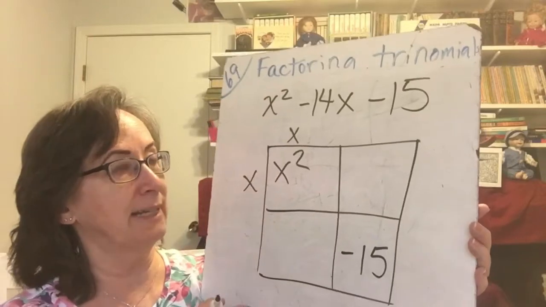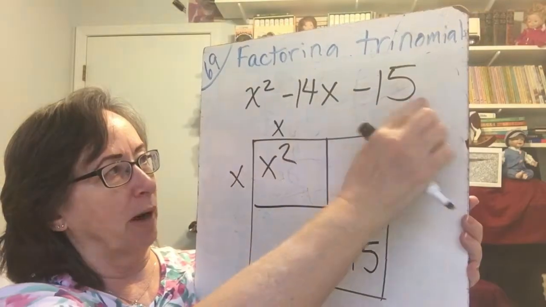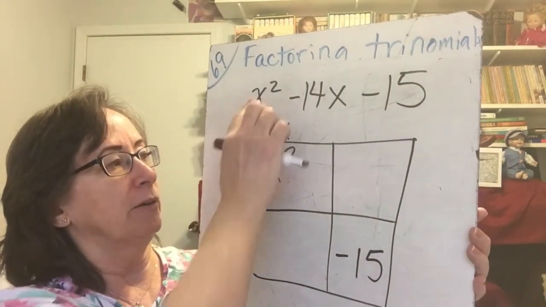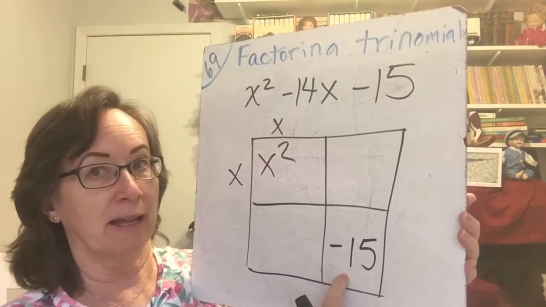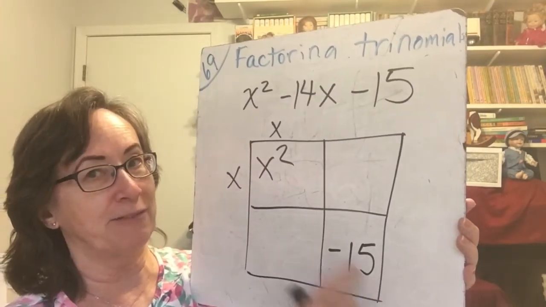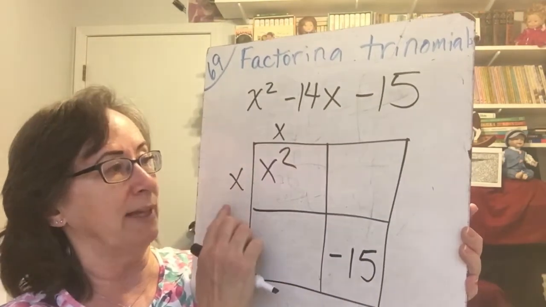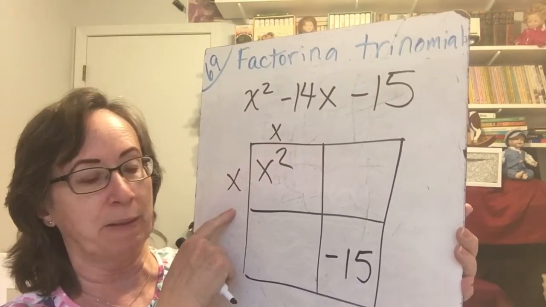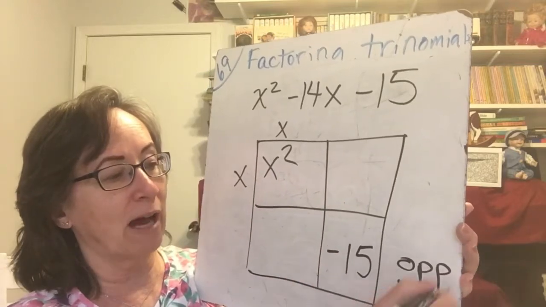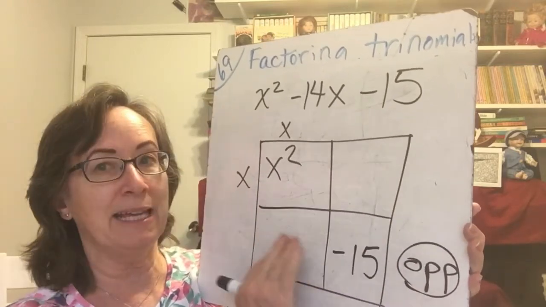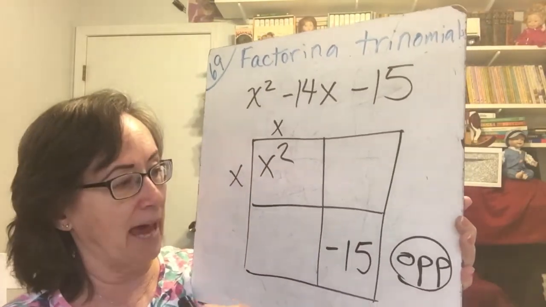Okay, so here's our next example, and I've put in everything you should already know. So here's our problem that we're trying to factor. We know the x squared goes here and is the product of the x times the x. We know that the 15 goes down here, negative 15, and because it's negative, that means I have opposite signs. One of these is going to be plus and one of these is going to be negative. So I'm going to say opposite signs. Because I have opposite signs, that means these two absolute values will be subtracted instead of added.